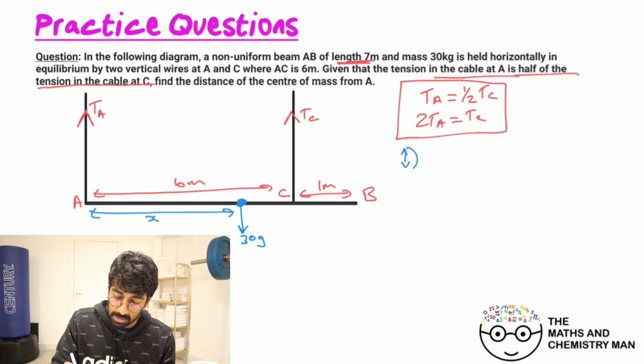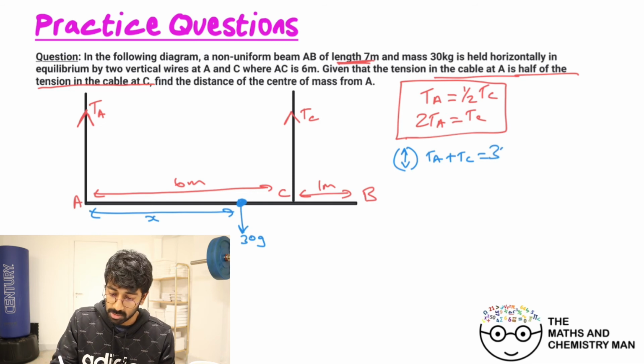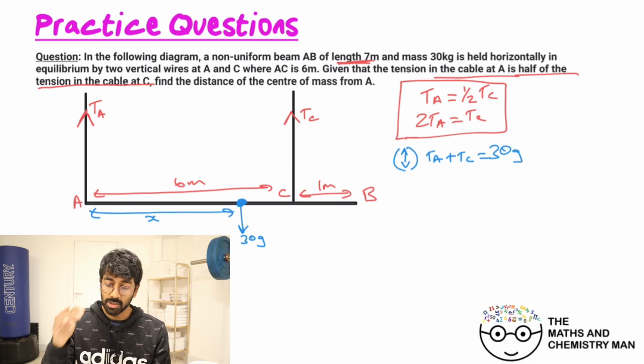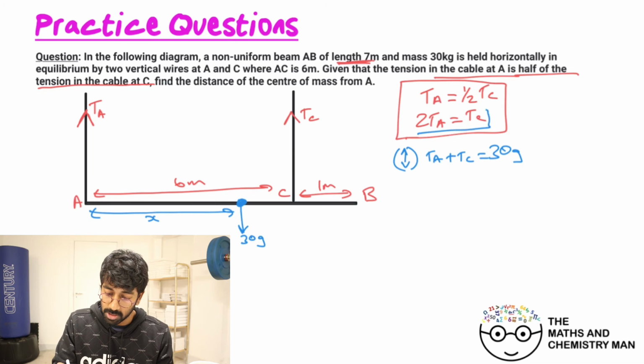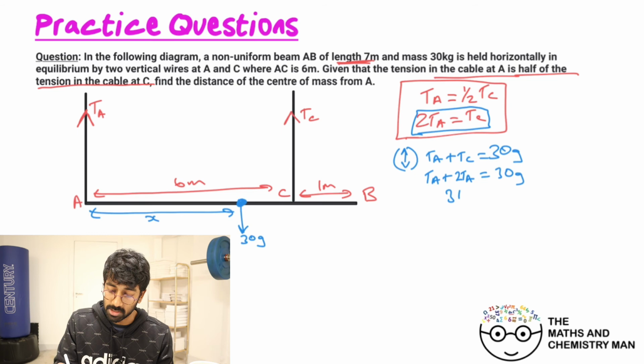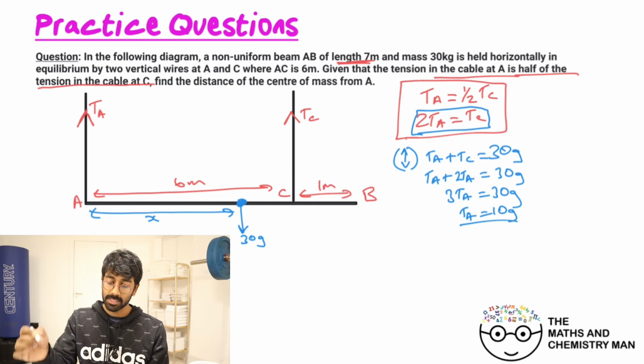So upwards equals downwards. So we've got TA, which is upwards, and TC, which is upwards, but downwards only 30g, so equals 30g. Now we can do some substitution. I'm going to use that one there. So TC is equal to 2 lots of TA. So TA plus 2 lots of TA is equal to 30g. That means 3 lots of TA is equal to 30g, and TA must therefore be 10g.